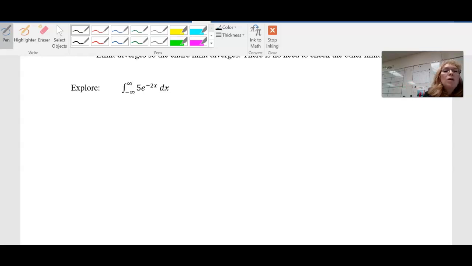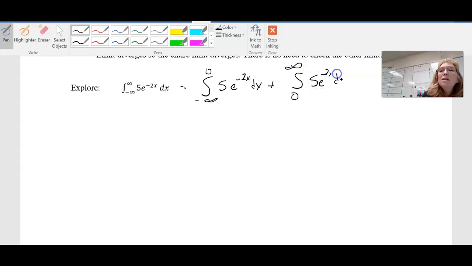All right, it's your turn. So I'm going to use 0 again. So we're going to break this up. We're going to go negative infinity to 0 of 5e to the negative 2x dx, plus 0 to infinity of 5e to the negative 2x dx.